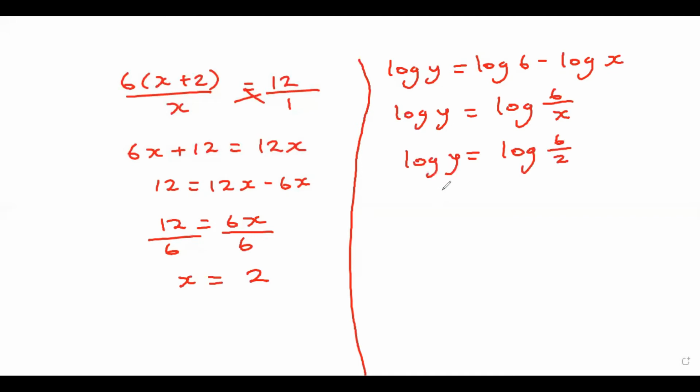Because both sides are logged, we can ignore the log. So we have y is equal to 6 over 2. That means y is equal to 3.